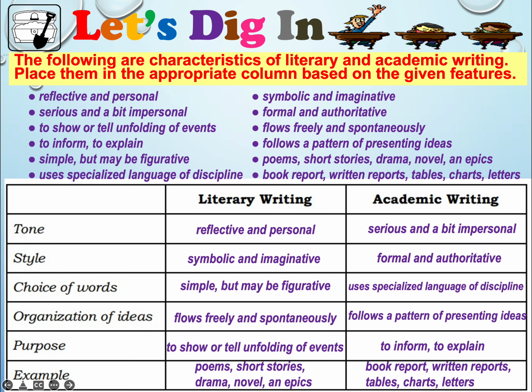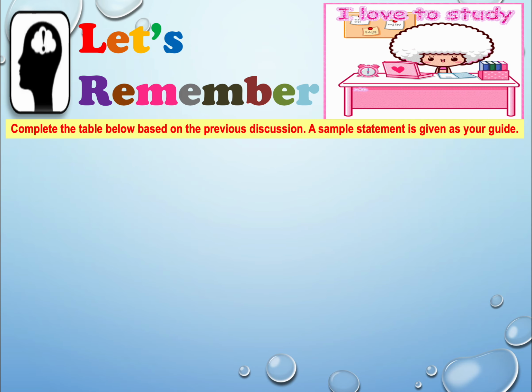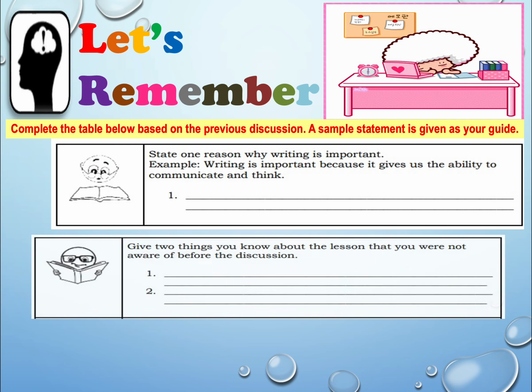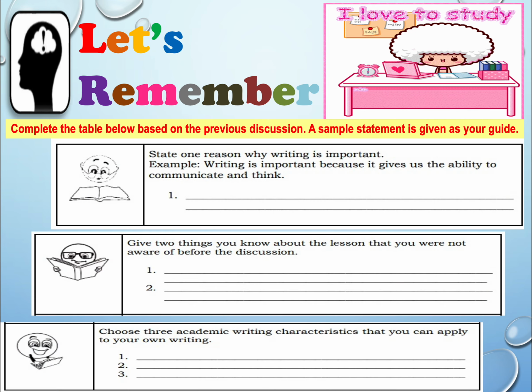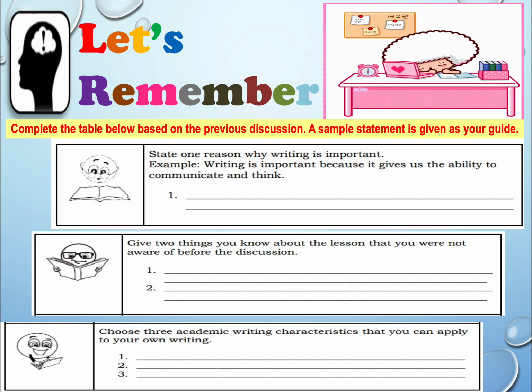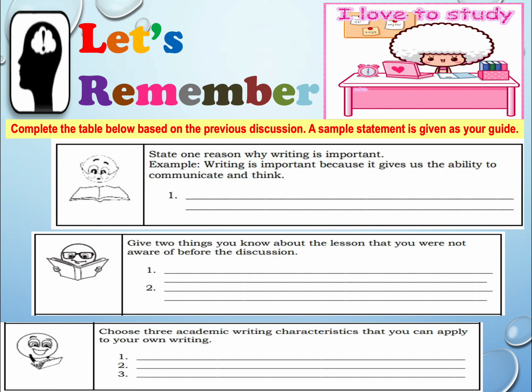fall under academic writing. For your recap activity, you are asked to complete the table below based on the previous discussion. A sample statement is also given as your guide. One, you are asked to give one reason why writing is important. Two, you are asked to give two things you know about the lesson that you were not aware of before the discussion. And three, you are asked to choose three academic writing characteristics that you can apply to your own writing.